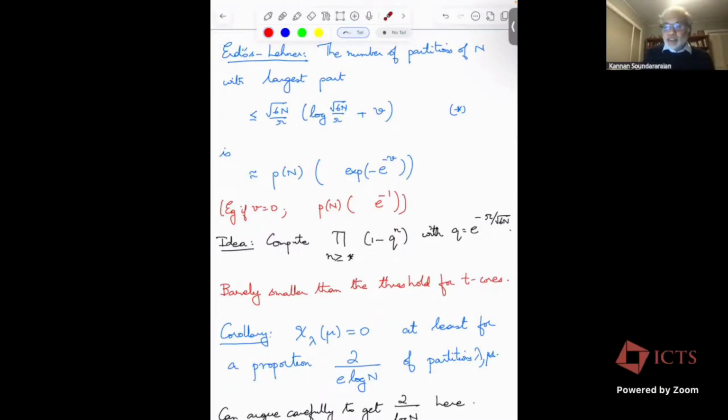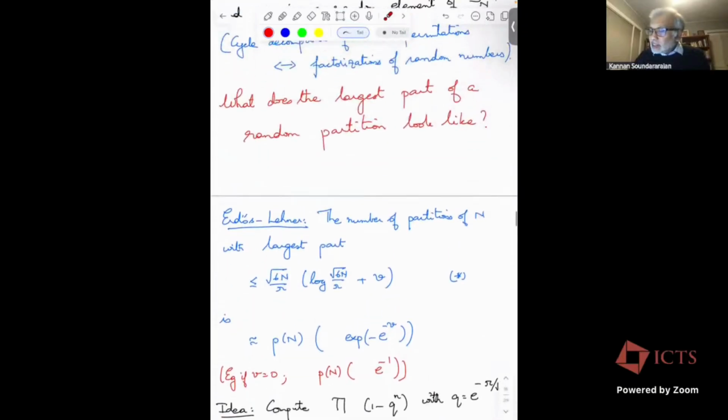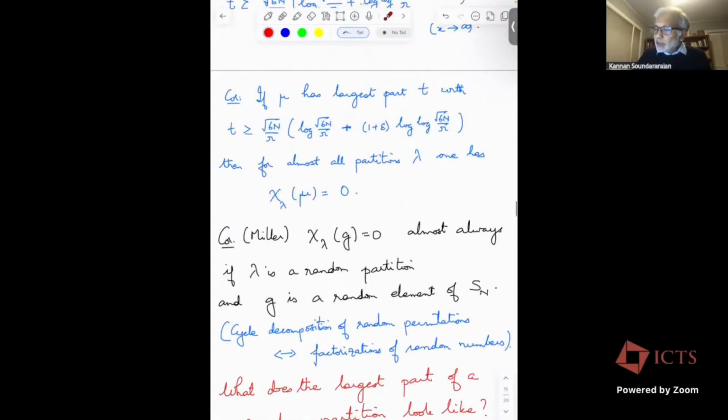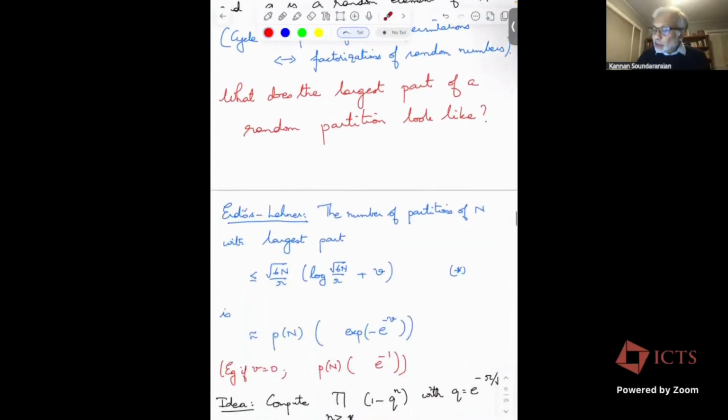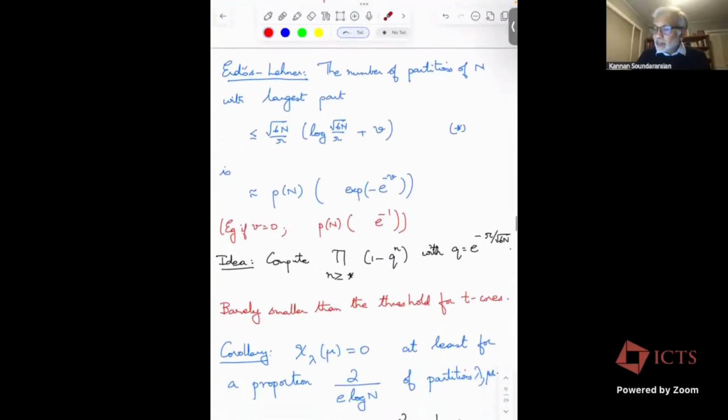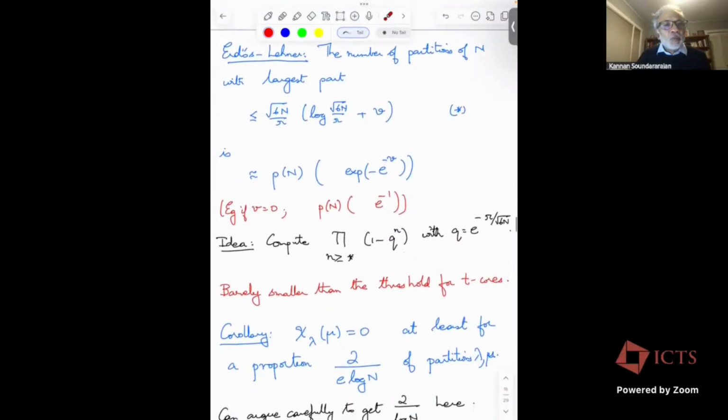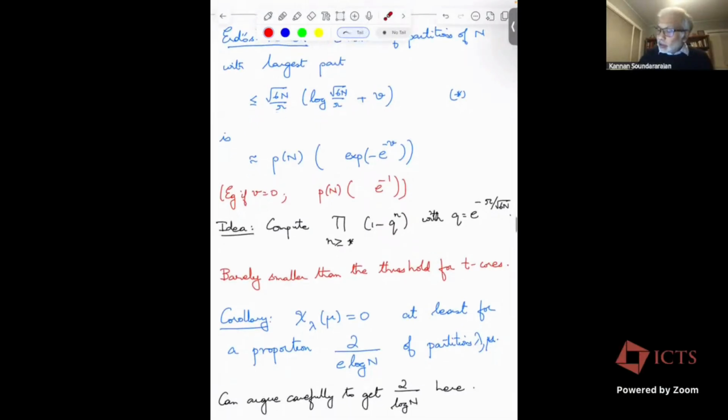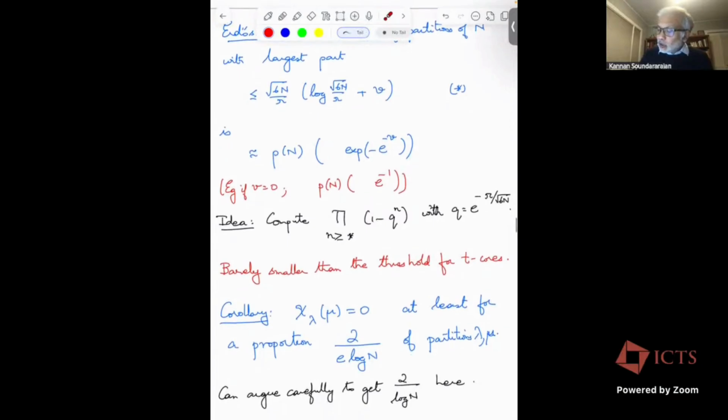Okay? So it is barely smaller than the threshold that I need to ensure that most partitions are T-cores. So at this stage, most partitions are still not T-cores, and only a proportion of like 1 over log n of them are T-cores. So this idea already will allow you to show that the number of character values is a proportion, some 2 over log n.